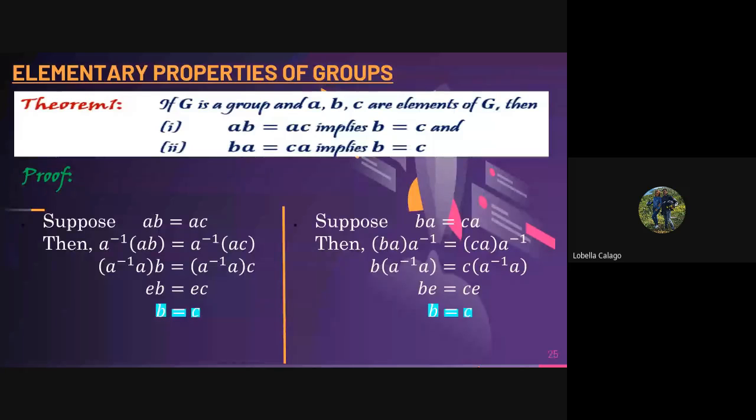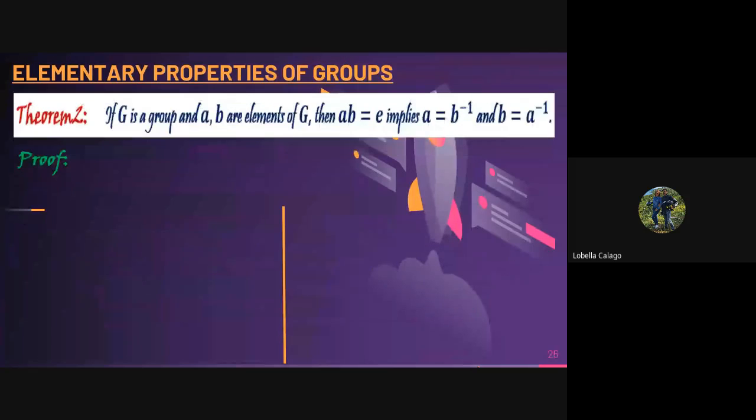So yung theorem 2 natin, if G is a group, and A and B are elements of G, then AB is equal to E implies A is equal to B inverse and B is equal to A inverse. So paano yan? The same pa rin yung element. So we let natin si AB is equals to E.